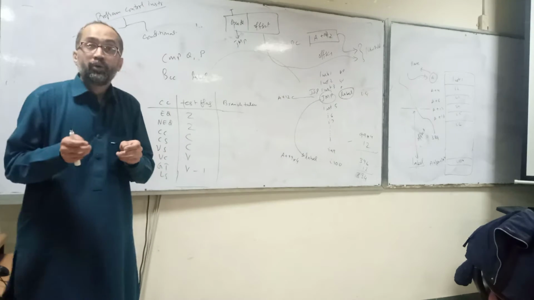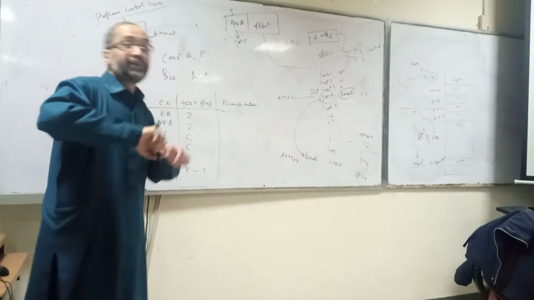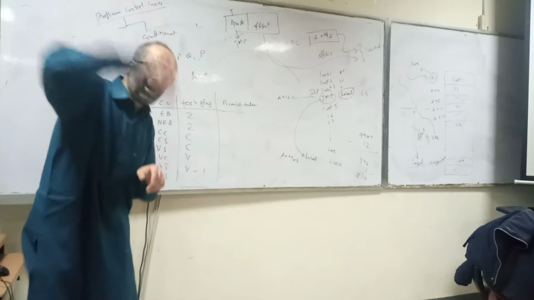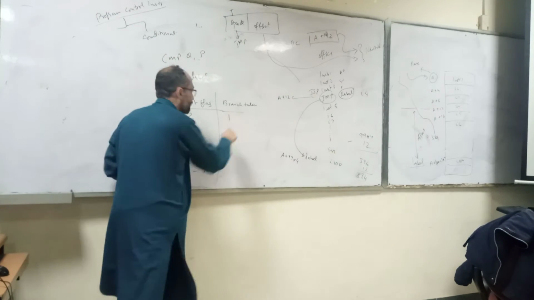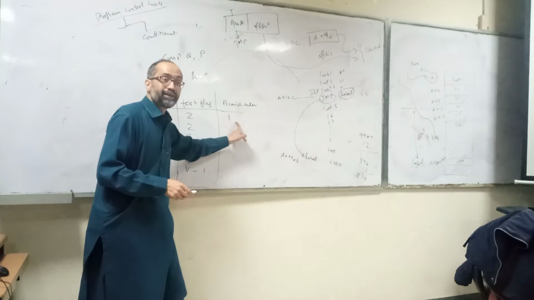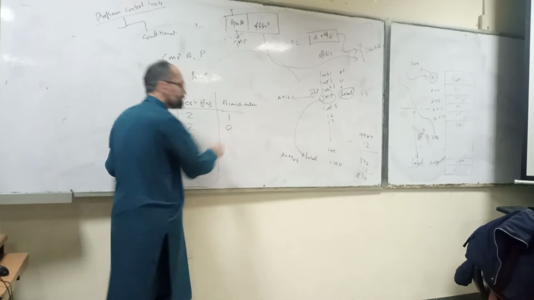When Q and P are both equal, the contents of Q and P are equal. So when these are equal, Q minus P will be 0. When Q minus P is 0, the Z flag will be 1. The branch will be taken if Z is equal to 1, and the branch will not be taken if Z is equal to 0.